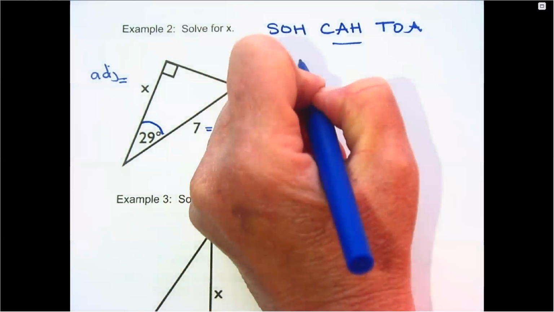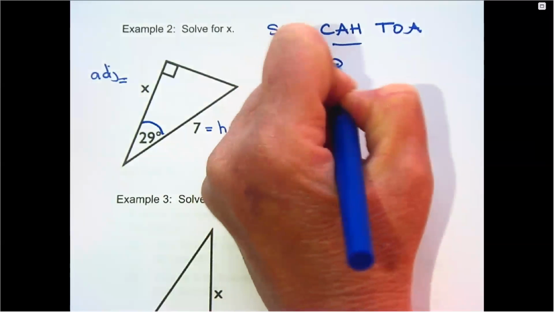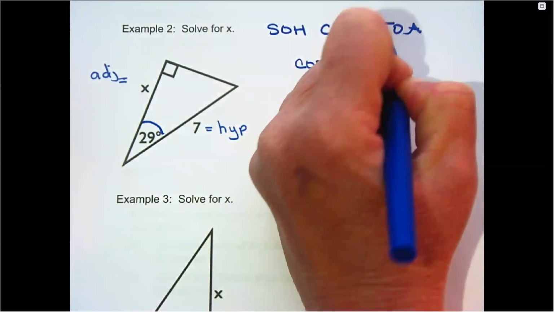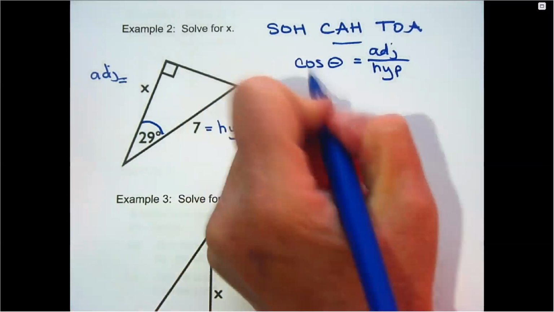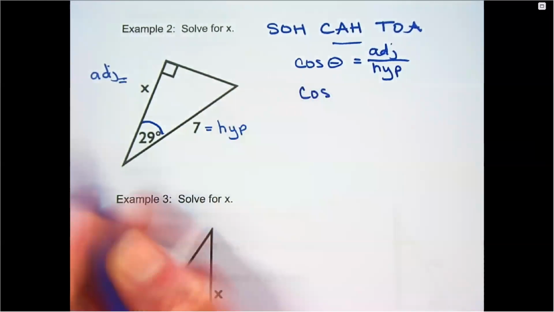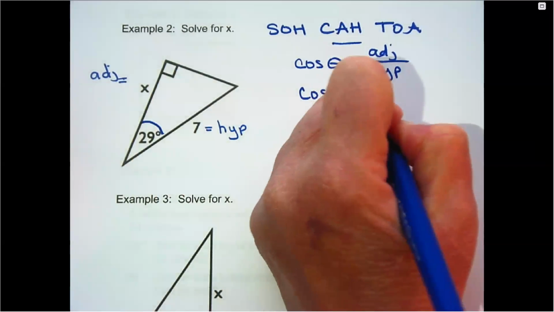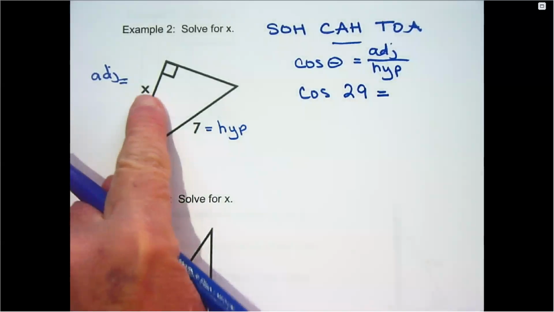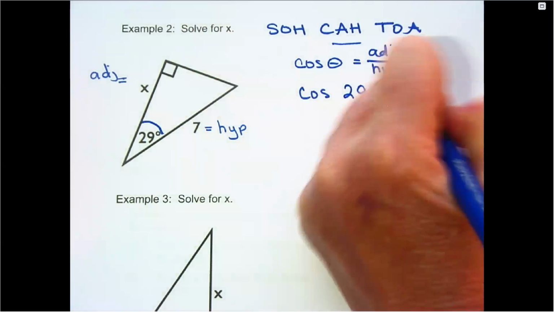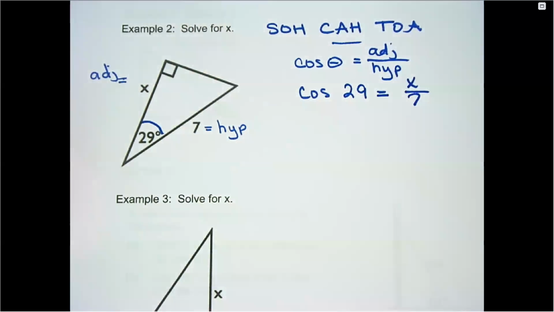So I'm going to say the cosine of an angle is adjacent over hypotenuse. And I'm going to write that down. The cosine of 29 is, now be careful with this, which side is adjacent? Because they're both next to it. But when we say adjacent, we mean next to, but not the hypotenuse. So the side that is next to, but not the hypotenuse is x over the hypotenuse, which is 7.